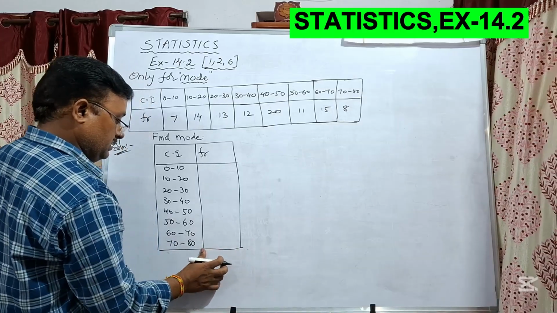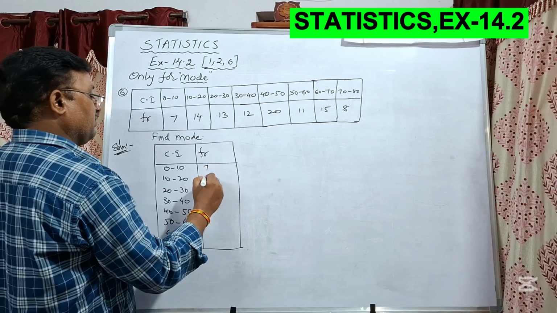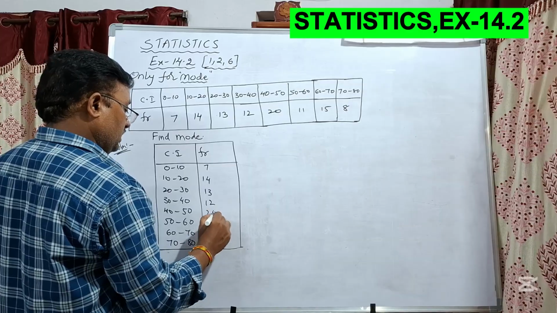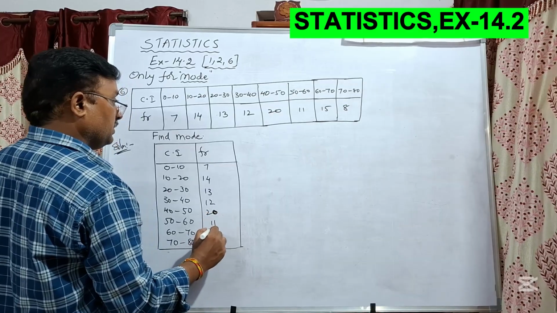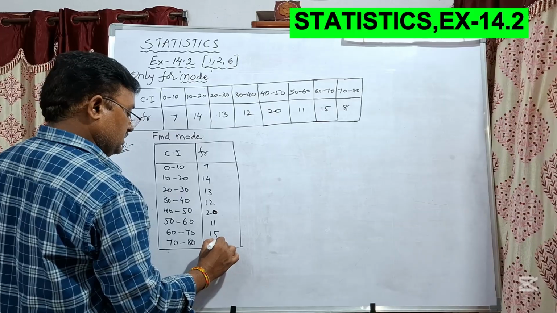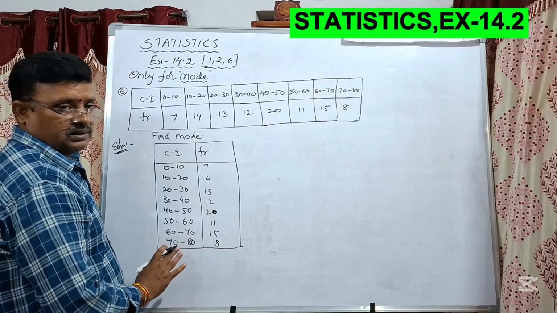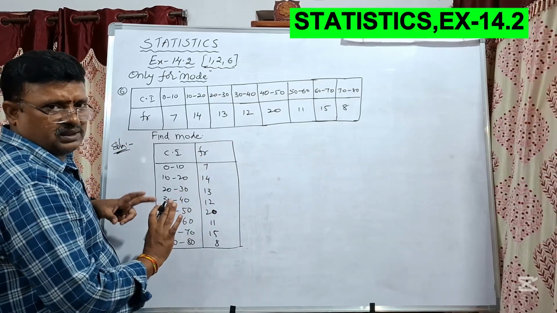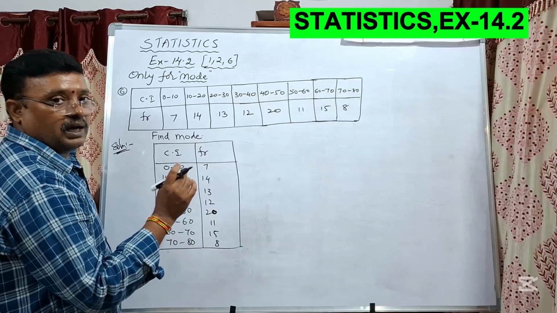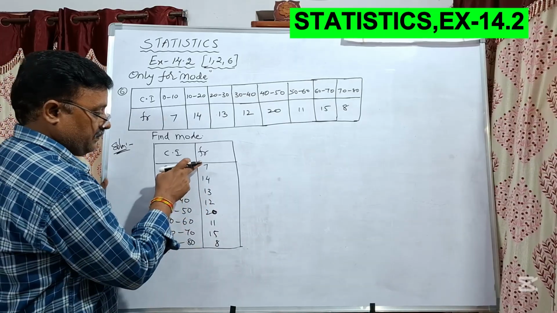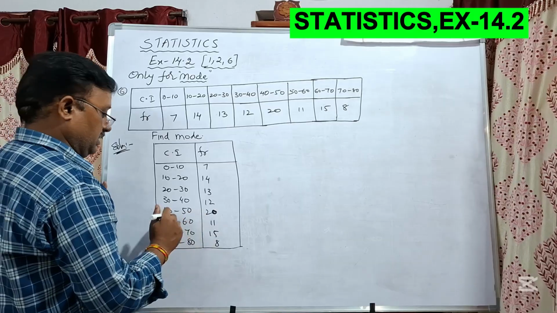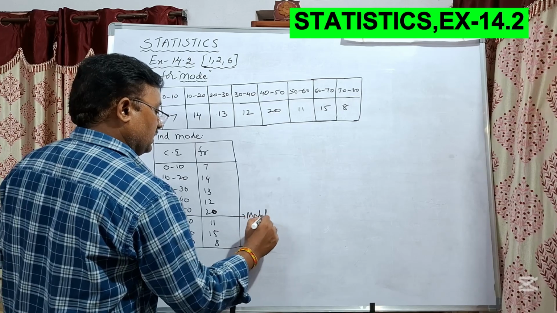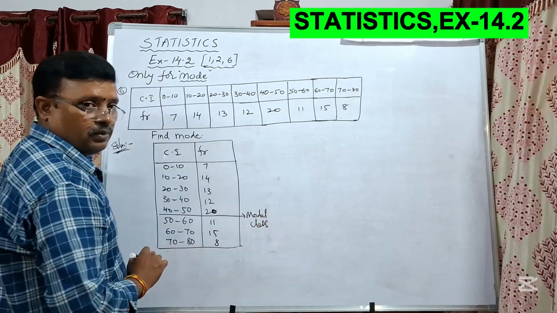And now write their frequencies properly: 7, 14, 13, 12, 20, 11, 15, and the last one is 8. Okay? Right. So the given table we have converted column-wise. That is enough. Then what do we have to do? Identify the highest frequency. Among these, what is the highest frequency? 20. So automatically this will become the modal class. Understood? This will become the modal class.